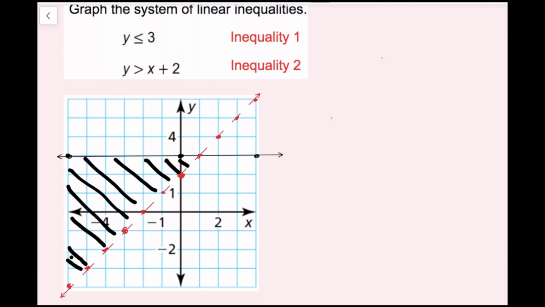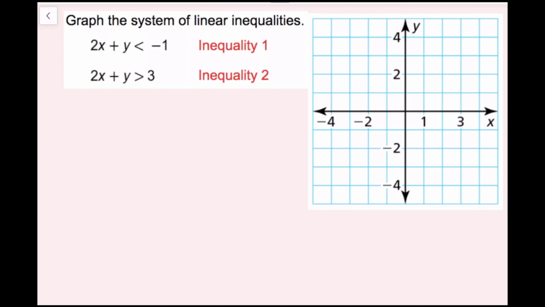So I've successfully shaded in my solution set, and now we're done with this one. For this example, I'm going to graph the system of linear inequalities: 2x plus y is less than -1, and 2x plus y is greater than 3. So what I'm going to do is convert both of these into slope-intercept form.